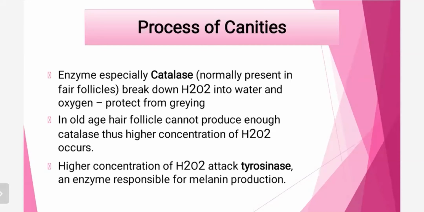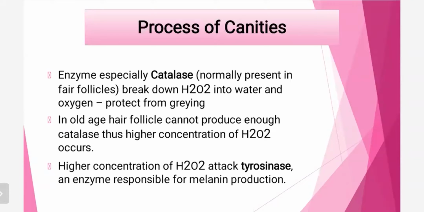But when hydrogen peroxide accumulates under normal circumstances, due to exposure to sunlight, dust or wind, that hydrogen peroxide will be broken down by the normally present catalase into water, and it will prevent the graying. So the catalase acts as a protective mechanism from canitis. In older age, the hair follicle cannot produce a proper amount of catalase, so there is a higher concentration of hydrogen peroxide. As the hair becomes weak, the normal catalase cannot be produced in normal quantity, so the hydrogen peroxide will accumulate and start bleaching the hair.